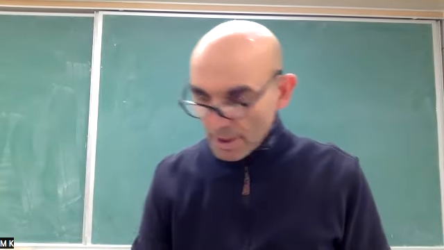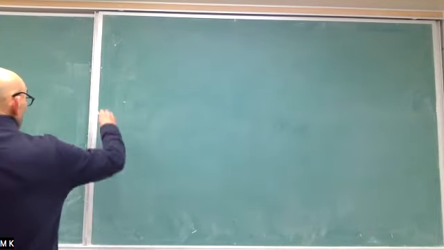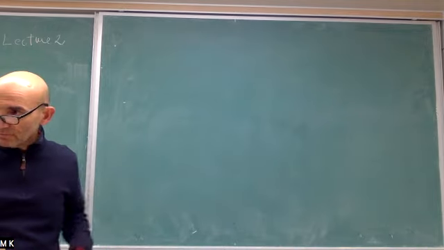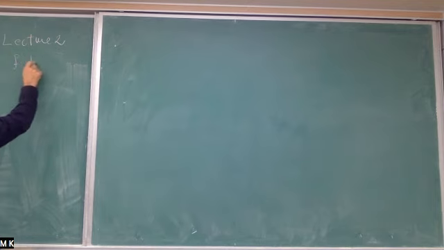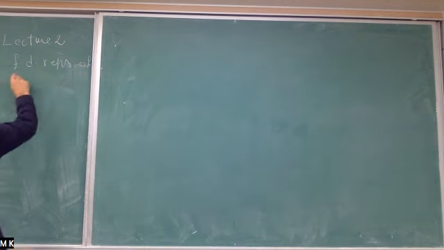Okay, so let's start the second lecture. So this is lecture 2. This is representation theory of finite dimensional representations, so finite dimensional reps of the Lorentz group.